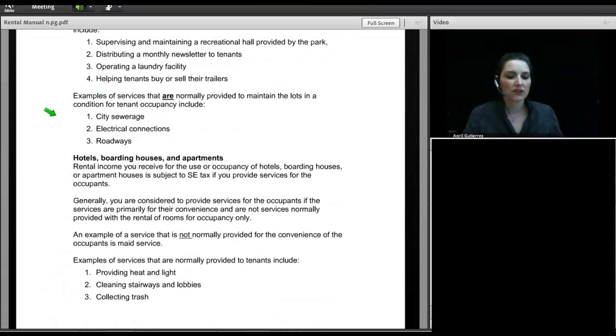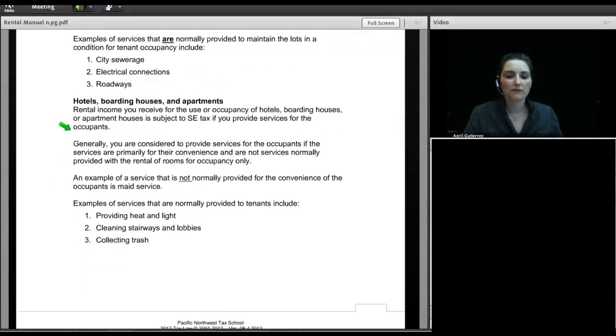Examples of services that are normally provided to maintain the lots in a condition for tenant occupancy include city sewerage, electrical connections, and roadways. Hotels, boarding houses, and apartments.